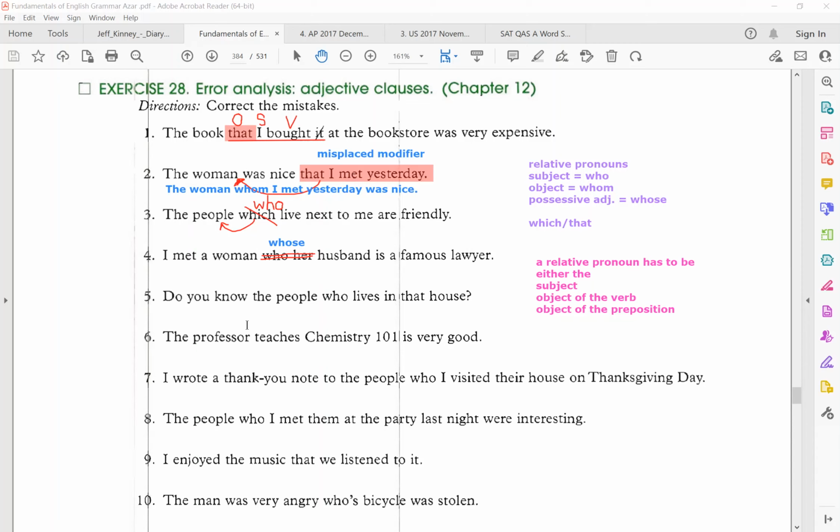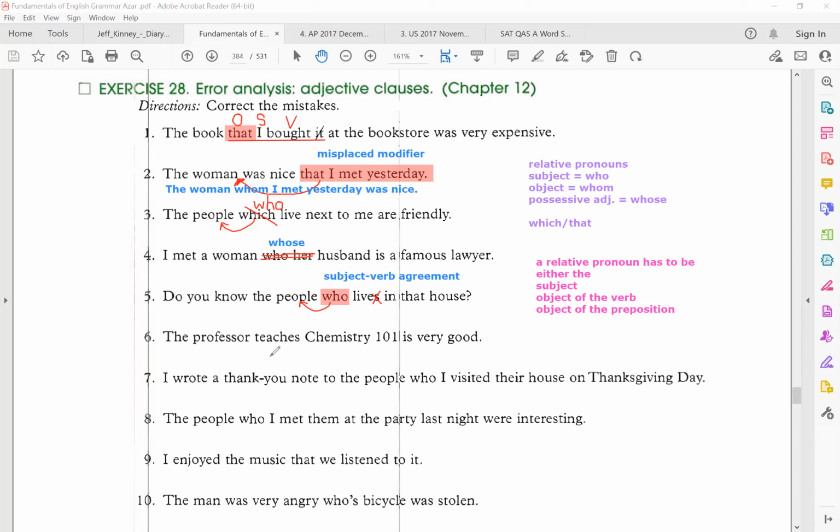And number 5, do you know the people who lives in that house? This is actually an error called subject-verb agreement. Our relative pronoun who is referring to the antecedent, the people. The people is plural, and that means I have to use a plural verb inside my adjective clause as well. So I have to cross out the S: who live in that house.